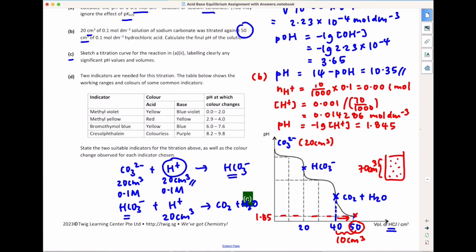For part C, since I've already mostly sketched the curve, there are a few things you need to take note of. They want you to clearly label any significant pH values and volumes. So what is required over here?